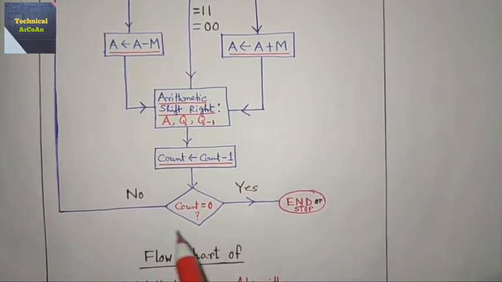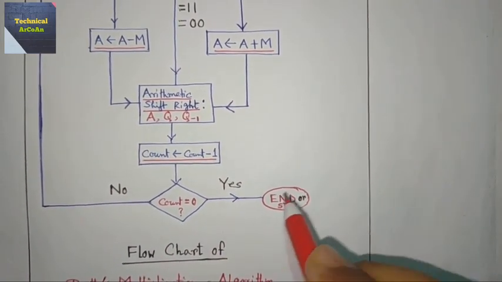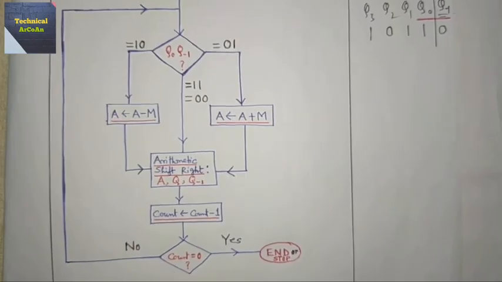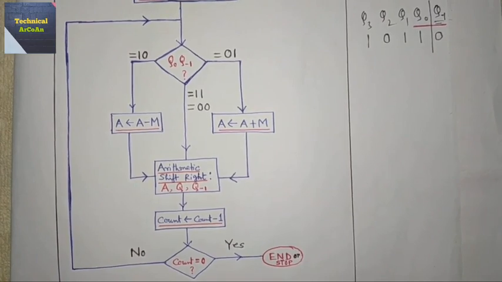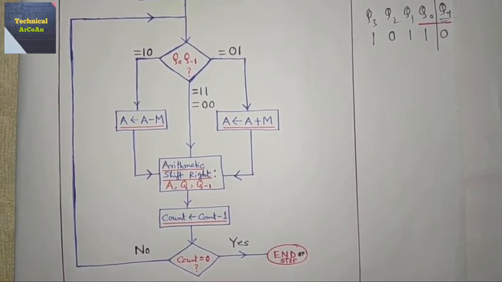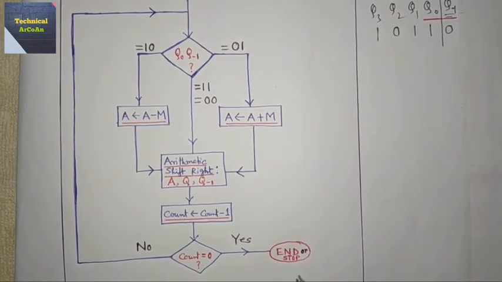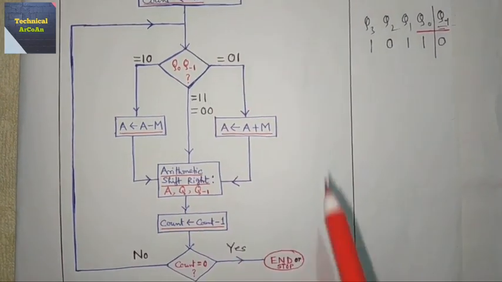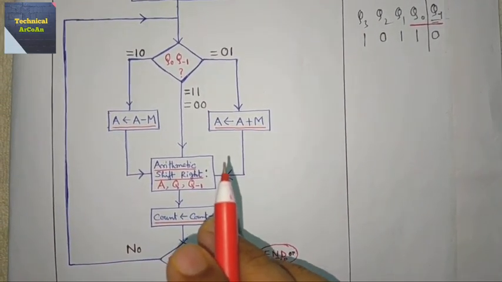And at last we should check whether the value of count is 0 or not. If it is 0, we stop the calculation, or the algorithm will stop. Otherwise this loop will continue until the count value goes to 0. When the count value is 0, then we stop the calculation. So we will describe this algorithm using a suitable example.